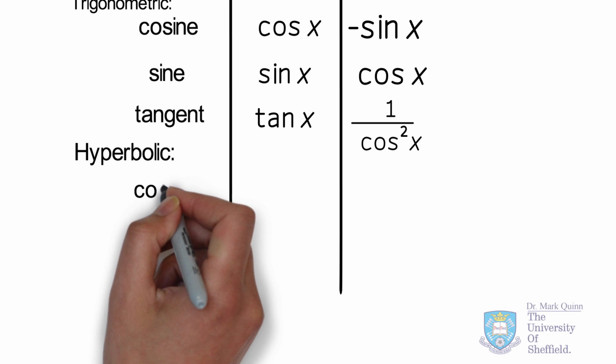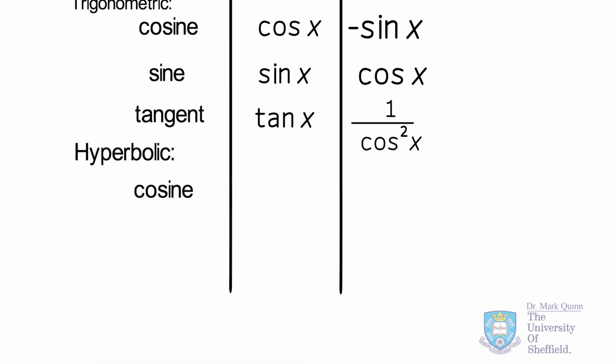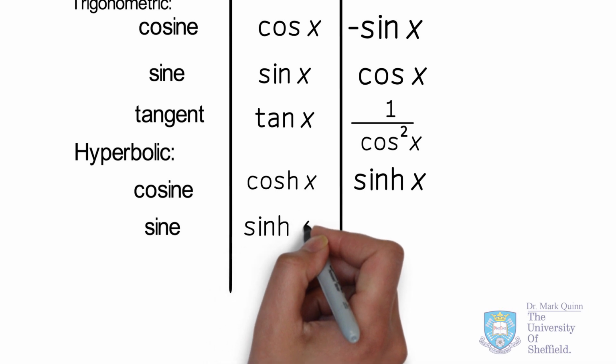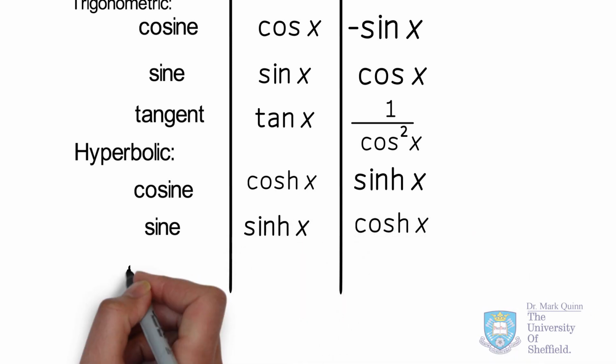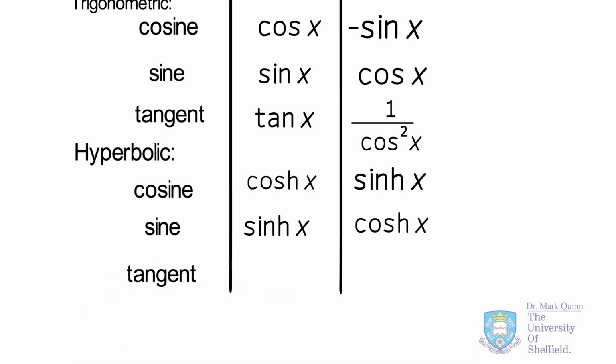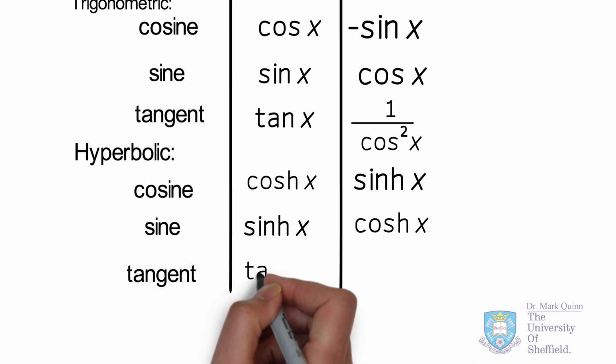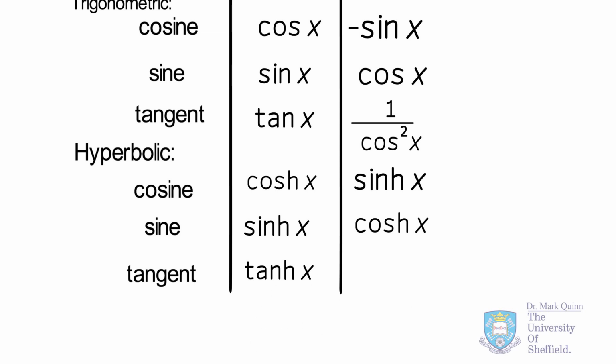Similarly, the hyperbolic functions, which we looked at in the previous lecture, have similar derivatives, such that hyperbolic cosine x has a rate of change equal to the hyperbolic sine x function, and vice versa. Finally, hyperbolic tan has a rate of change of 1 over hyperbolic cosine squared x. So these derivatives are very similar between the trigonometric and the hyperbolic functions.